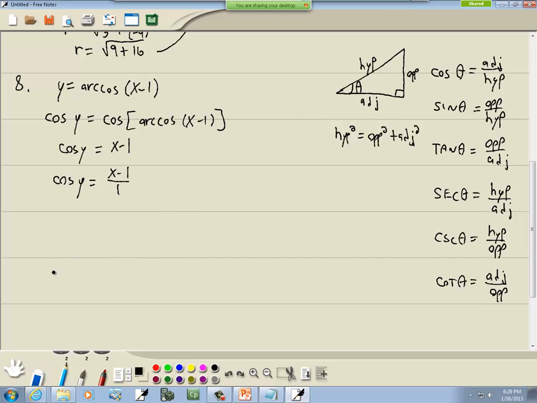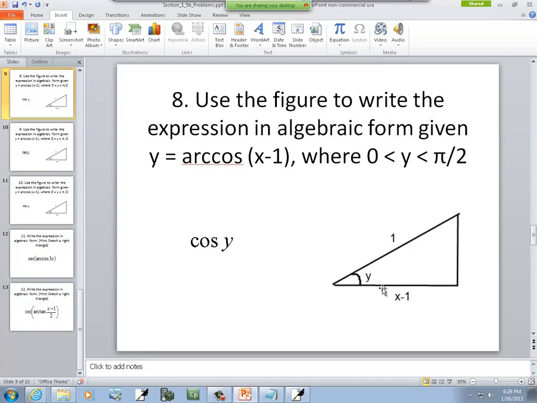Now, let's take a look at our triangle. Here's our angle, y, and that's just what they choose here. Cosine is equal to adjacent over hypotenuse. Well, this is the adjacent, so this would be x minus 1. And hypotenuse would be this side, so this would be 1. That's the picture they give us. That's how they get that.